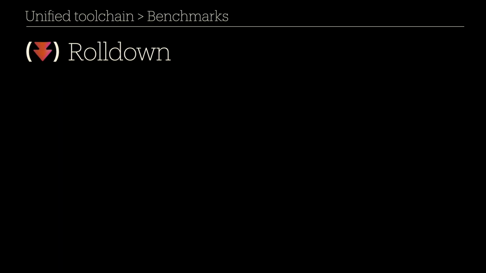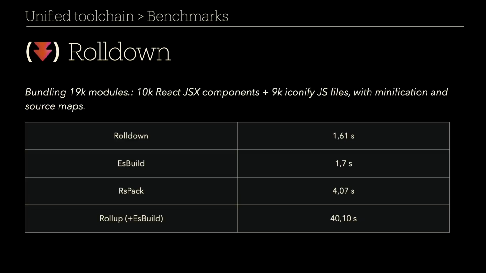Okay, so now let's speak a bit about Rolldown. In terms of benchmarks, it's also really impressive. This is the official benchmark, where they are building 90K modules. I won't give the details, but it's slightly faster than esbuild, way faster than Rspack, which is also built on Rust, and 30-something times faster than Rollup plus esbuild. Just to give you an idea of the performance of this tool.